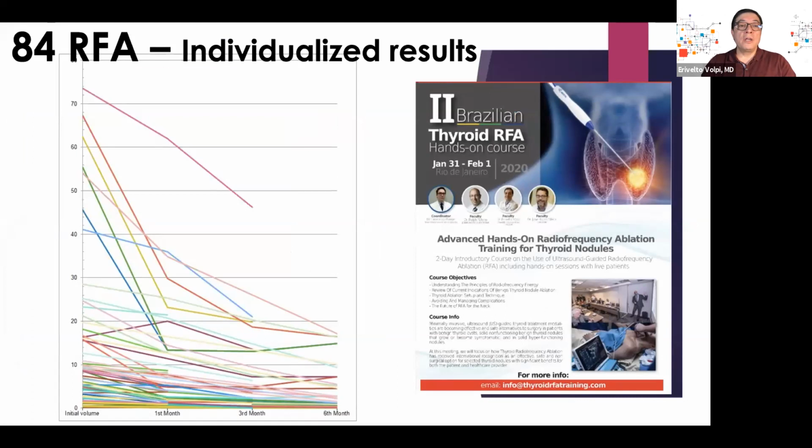This spaghetti graphic shows the evolution of each nodule of each patient, and as you can see in this picture, the vast majority of the nodules, even huge nodules, decrease. But I want to call attention to this nodule that at the first month grows a little, and that could happen in some situations due to the inflammatory process of the ablation. But then, after 1 month, the nodule starts to shrink, and then goes very well after that. Some nodules could grow a little, but then they shrink as time goes by.